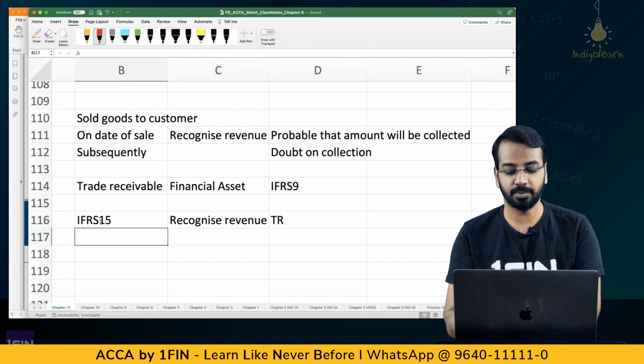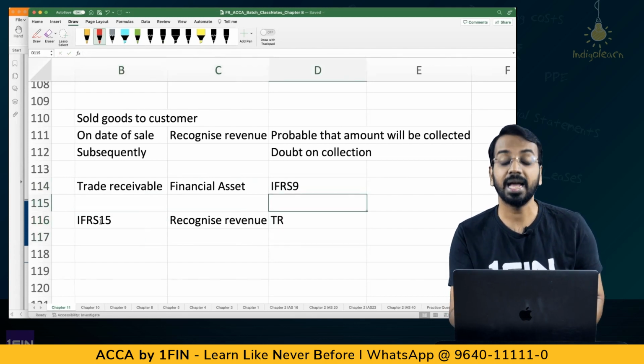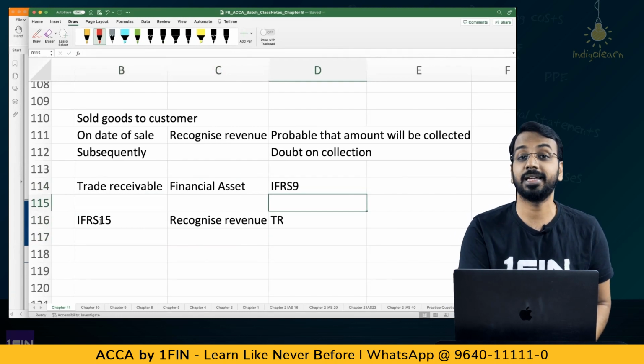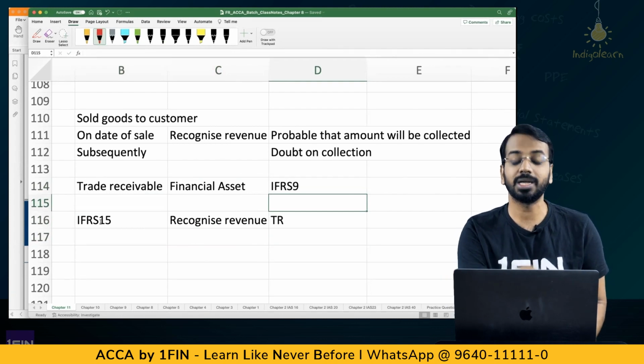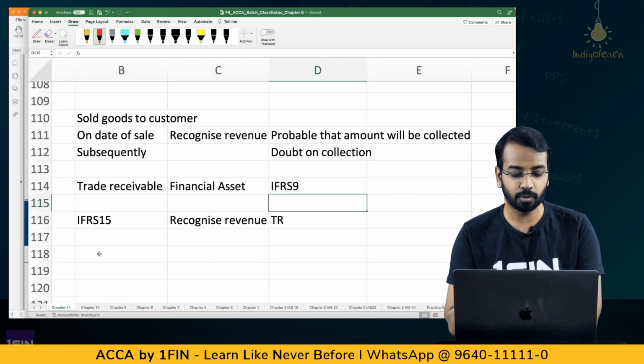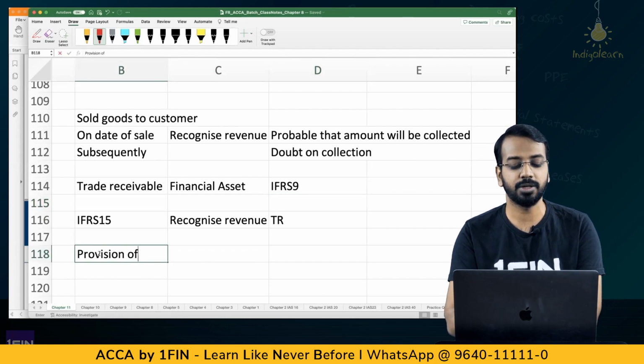You'll create a trade receivable. Now, this trade receivable will be governed by IFRS 9. And under IFRS 9, you will talk about impairment. So basically, what you would have thought, you will create something called a provision for bad debt.